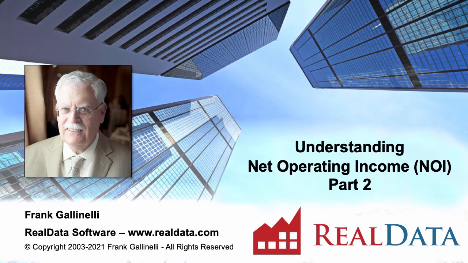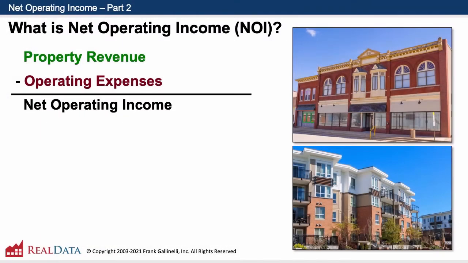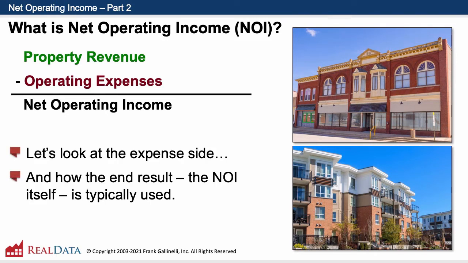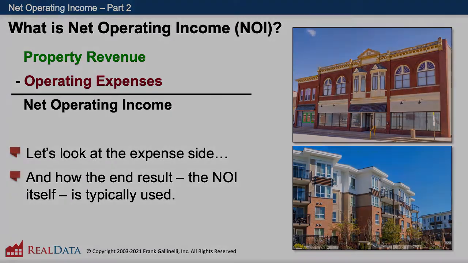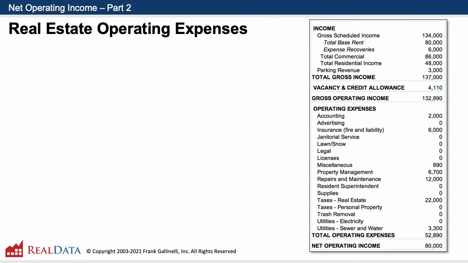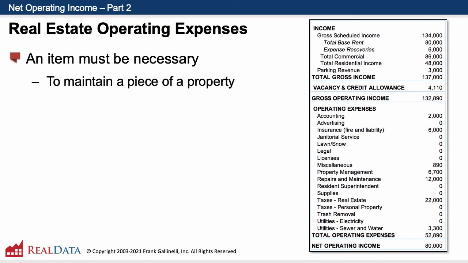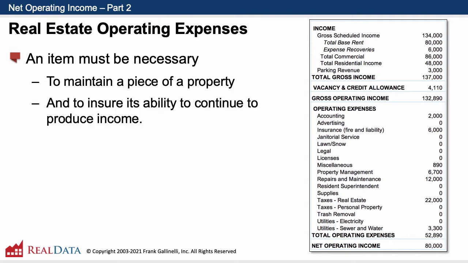In the first half of this post, we looked at the revenue side of our NOI calculation. Now, let's look at the expense side and how the end result, the NOI itself, is typically used. By definition, to be considered a real estate operating expense, an item must be necessary to maintain a piece of property and to ensure its ability to continue to produce income.